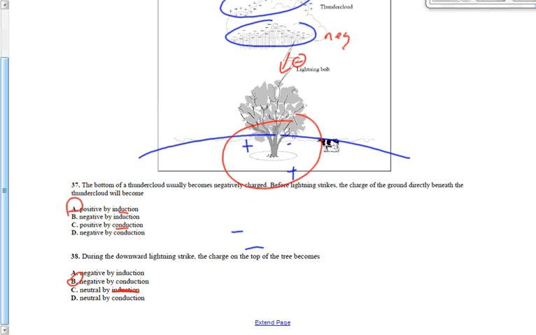I'm sorry? Oh, I see. Yeah, I guess, yeah. That would happen ridiculously quick, right? During the lightning strike, for the duration of the lightning strike, it would definitely become negative. There would be so much negative charge coming down from the cloud, it would definitely become negative.